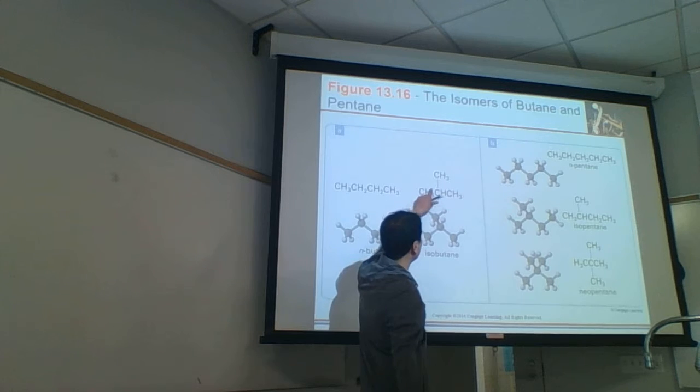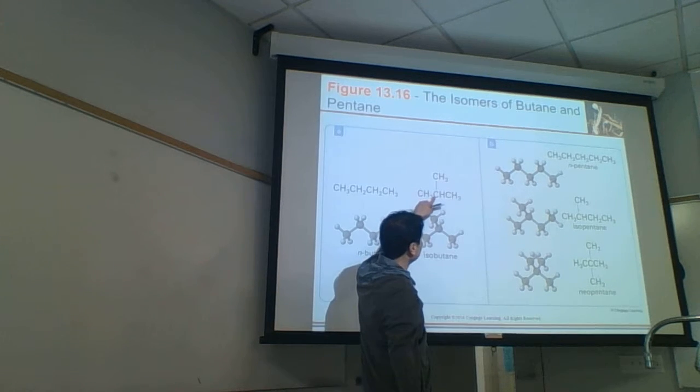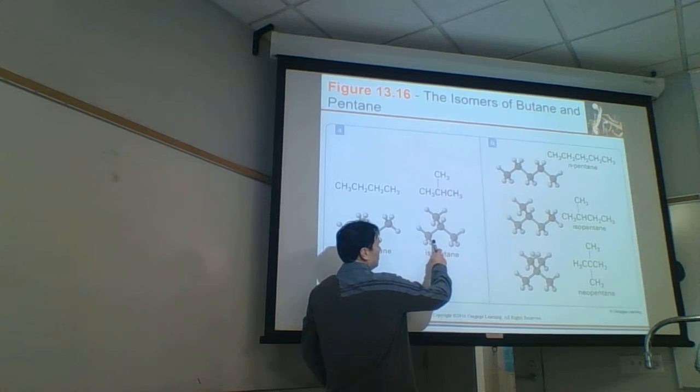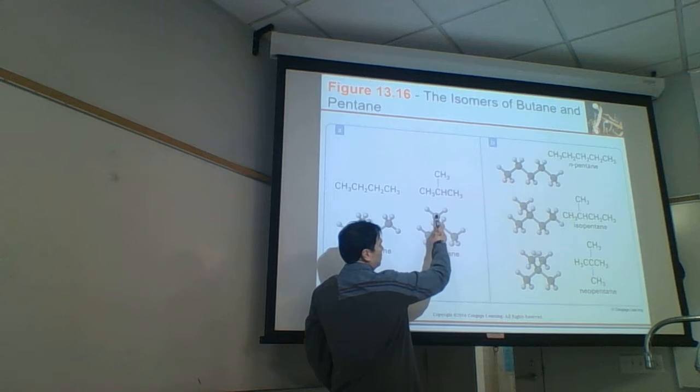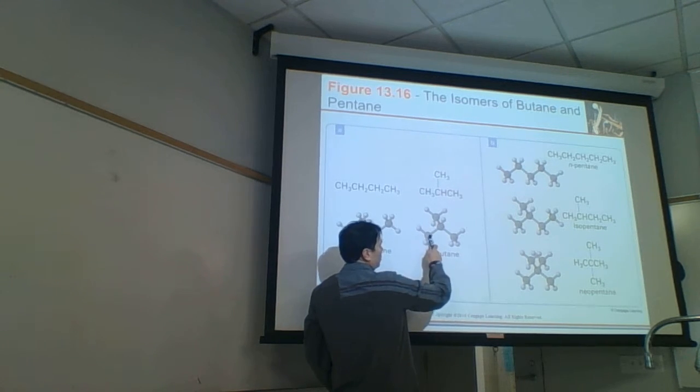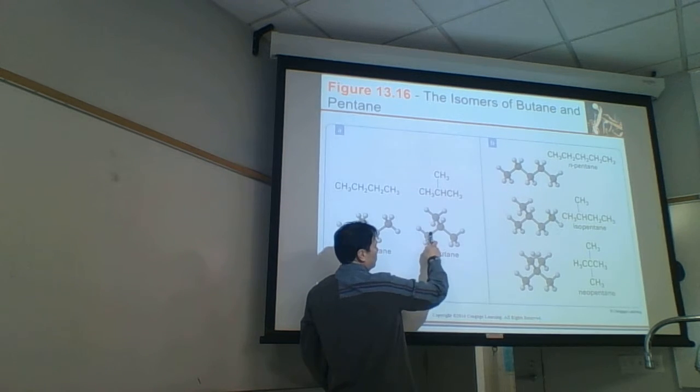It has these 2 CH3s attached there. So isobutane can also be called methylpropane, because these CH3 groups are called methyl. Prop means 3 carbons, so this could be methylpropane or isobutane.